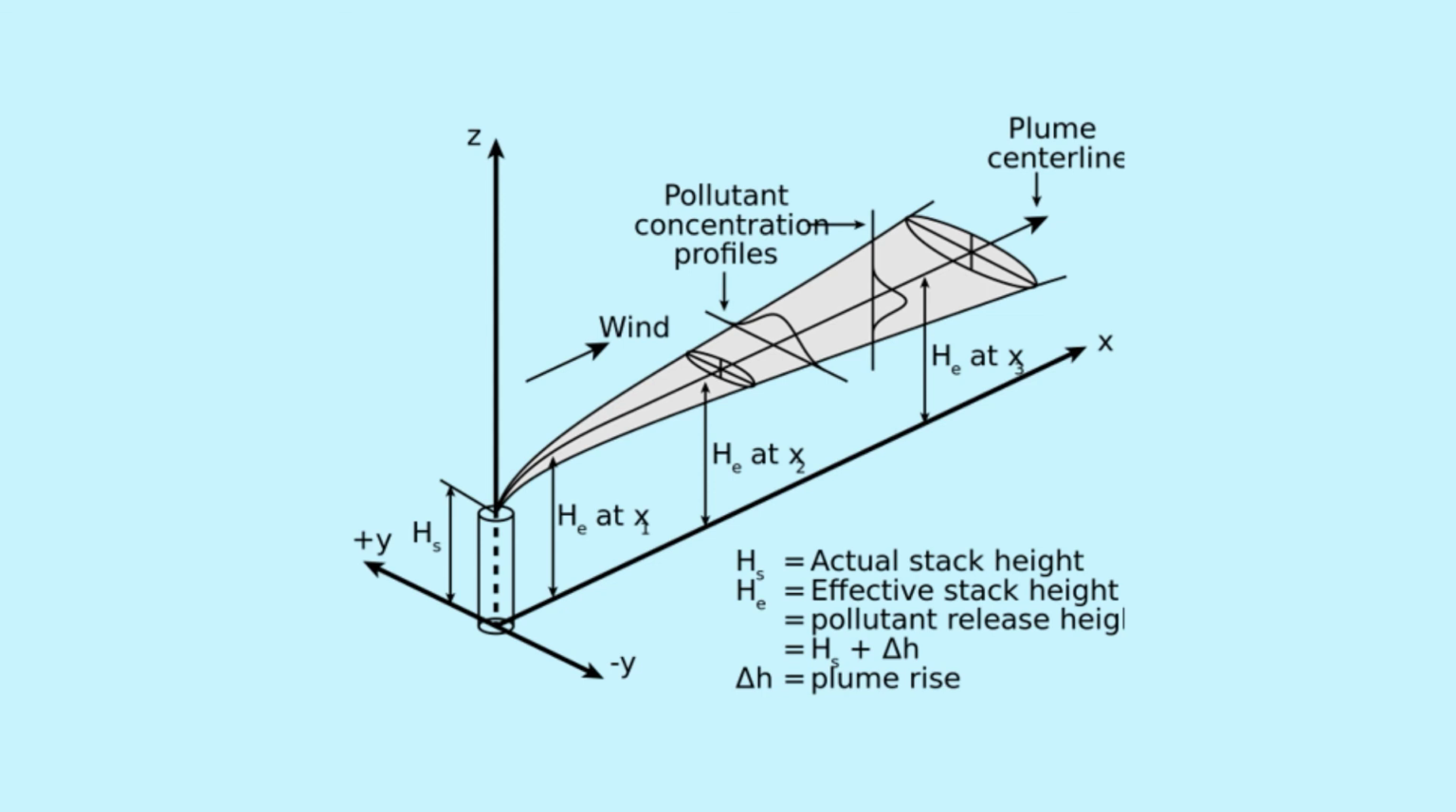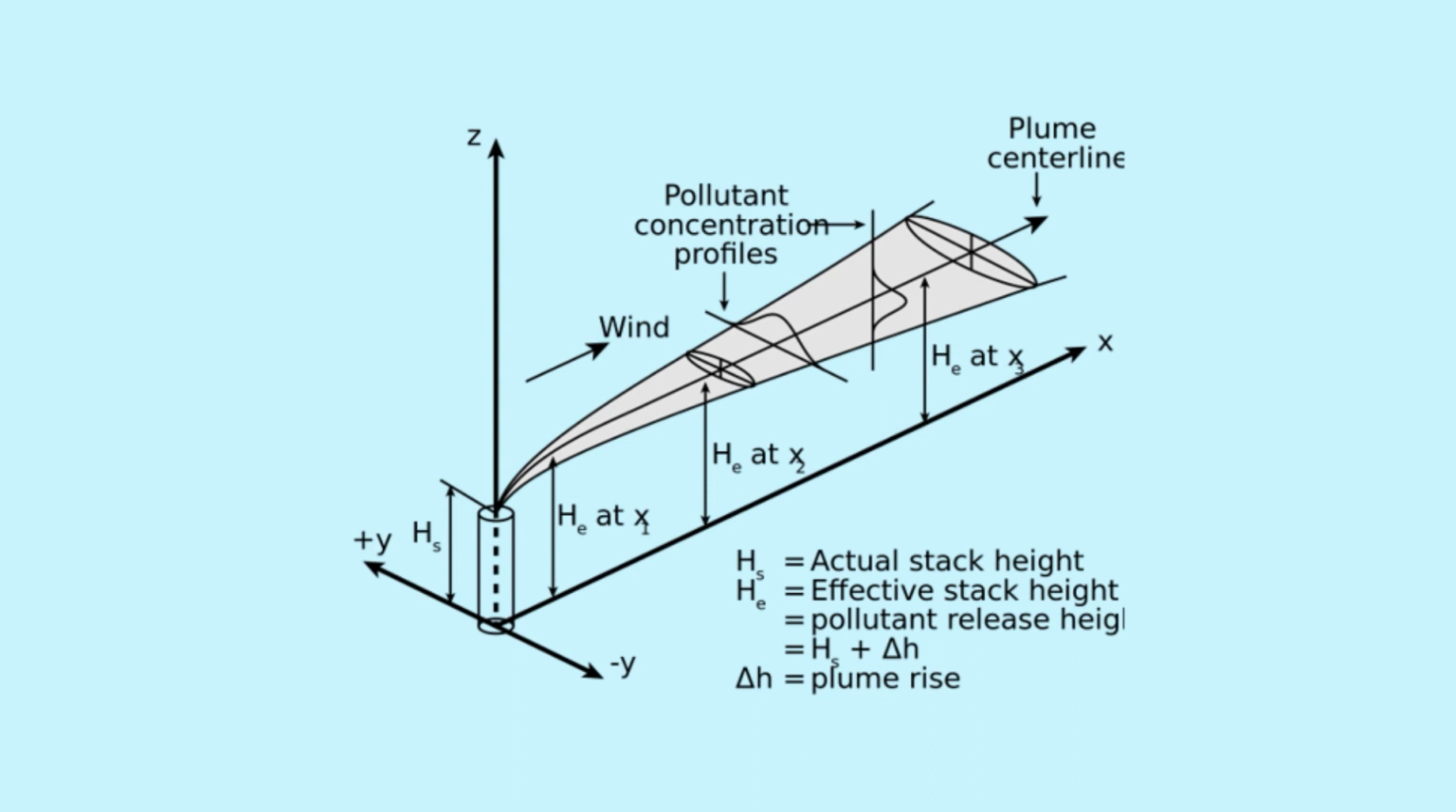Sometimes effective stack height is considered as constant. It is like the stack height is known, h is known, and h into 1.73 is considered as the effective stack height, that is He. That is, as I said, delta h plus h. The delta h is the plume rise. The plume rise sometimes is considered as h plus 1.73h.